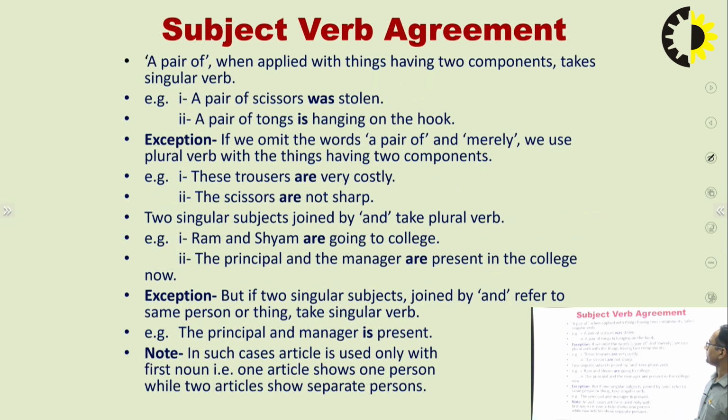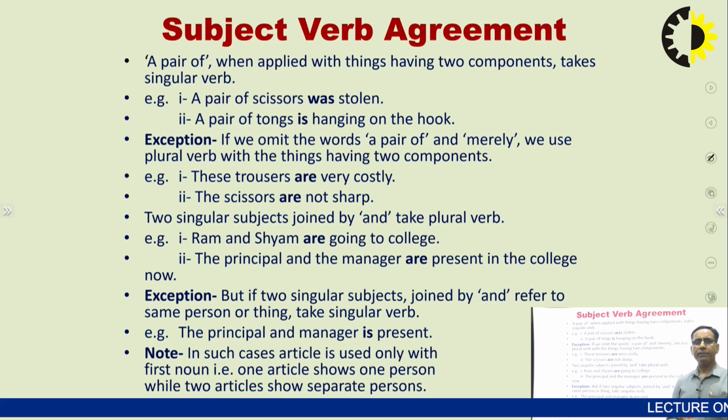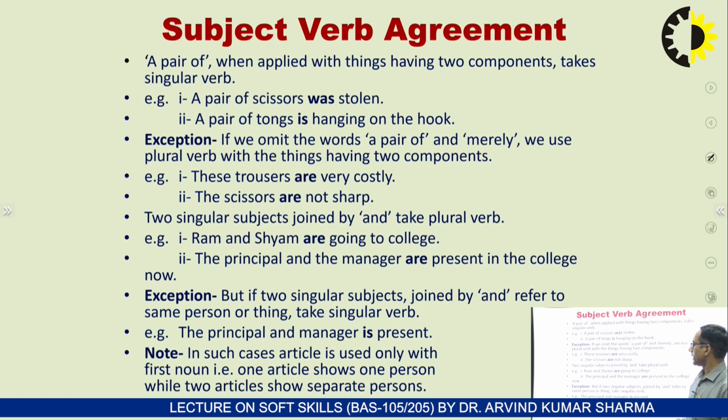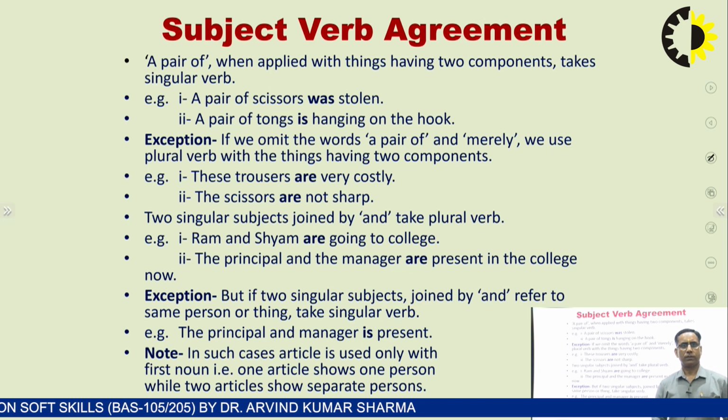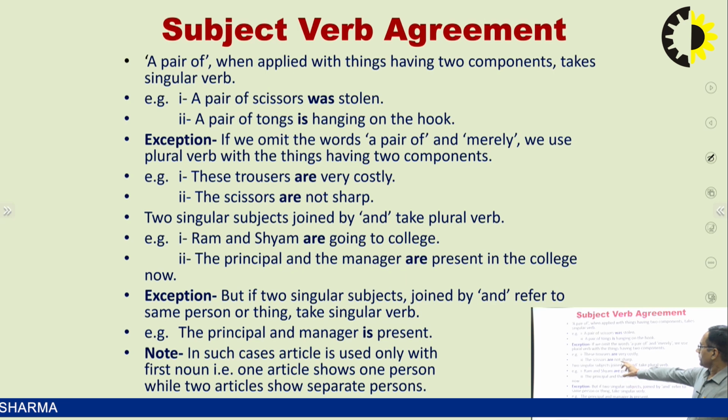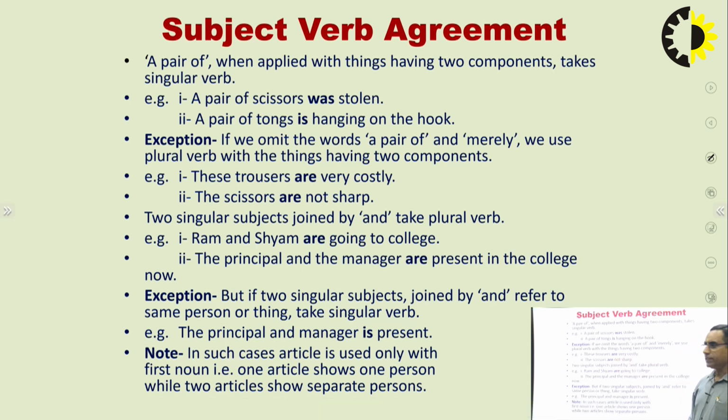Yes. The next rule: there are many things we generally use in our practical life that have two same components, like spectacles, scissors, pliers, trousers, jeans, even shoes and socks. They have the same two components, so generally they take the plural verb. Here I have written some examples: "These trousers are very costly." "The scissors are not sharp."